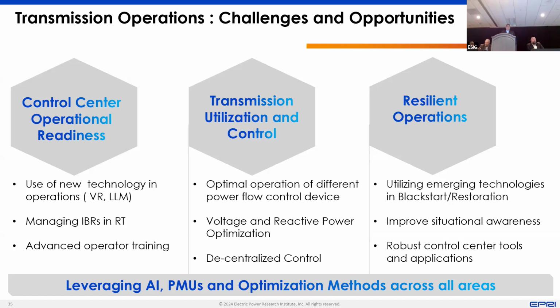And last but not least, we have increased computational capability. So how can we now do more optimization from a real-time perspective? How can we use some of these computational advancements to improve real-time operations? So that's basically summarizing some of the challenges and opportunities we have.